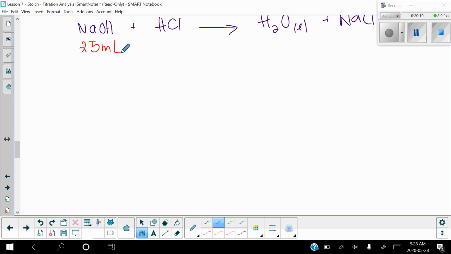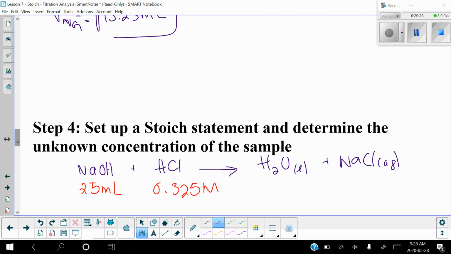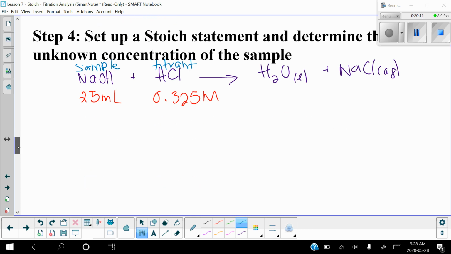25 milliliters. And we knew the concentration of our acid, which was 0.325 moles per liter. Okay, let's go ahead and identify again our sample and our titrant. So this is my sample because I know the volume. This is my titrant because I know the concentration.